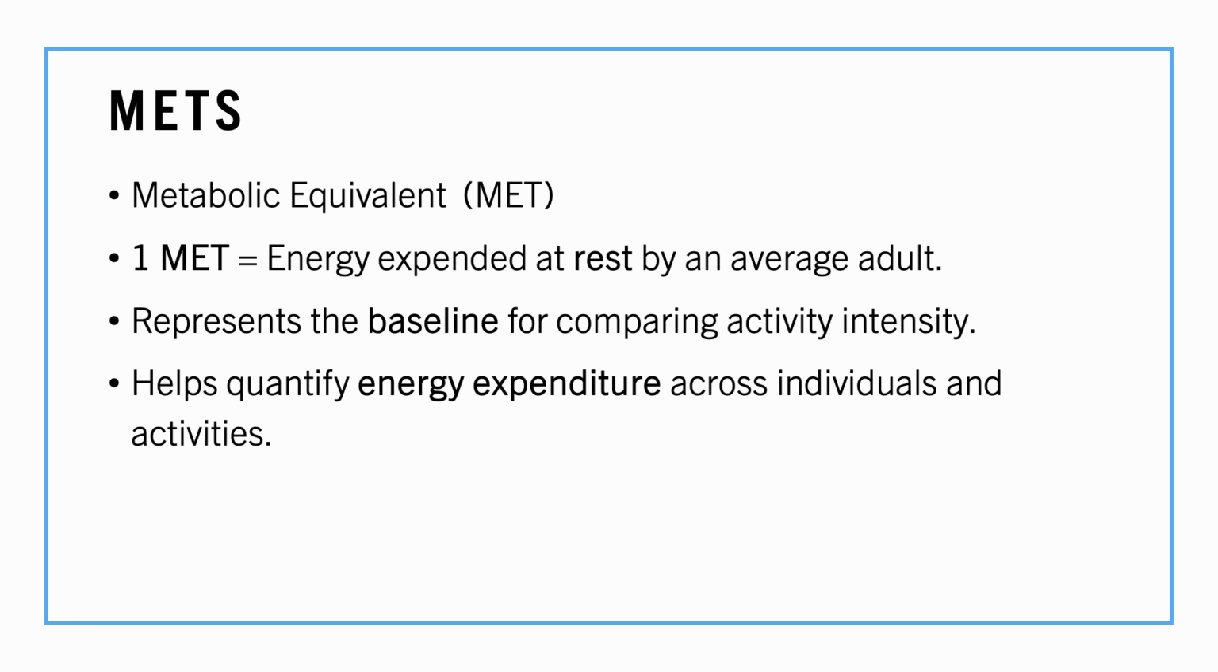You can also look at METs, which is metabolic equivalent. One MET equals energy expended at rest by an average adult. This is going to represent the baseline for comparing activity intensity. And it's also going to help to quantify energy expenditure across individuals and activities.